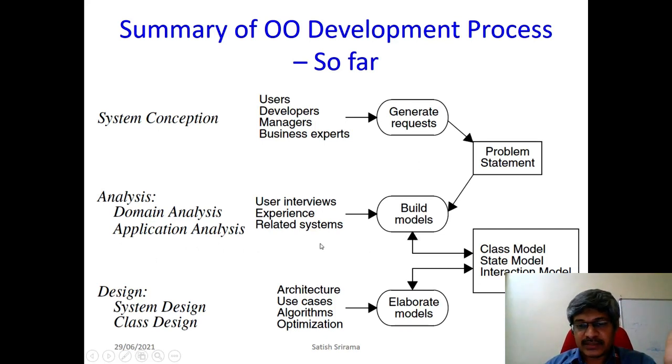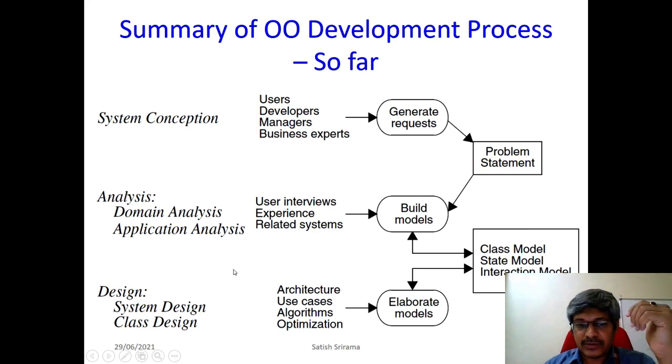From the application analysis, eventually we also had class models, so application class models and domain class models as well. Basically, from this analysis phase, we built the models. The models we got out of this stage are the class model, state model, and interaction models. Once we had these models, in the design stage, we tried to elaborate them.